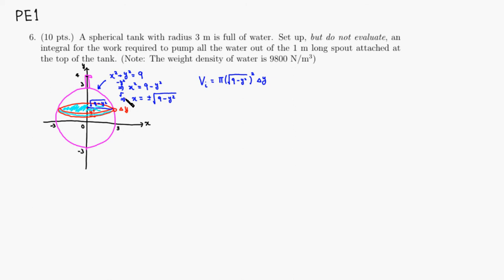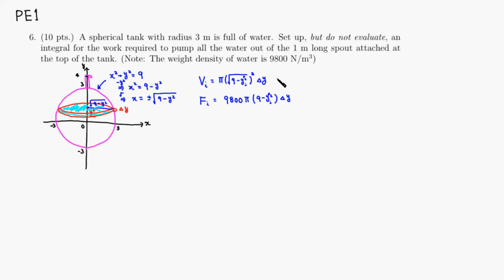Then if you want to turn it into force, we multiply by its density. The force, F sub i, is the density, which is given to be 9,800 newtons per cubic meter, times the volume, which is pi times 9 minus y squared times delta y. Well, maybe I should say yi star.